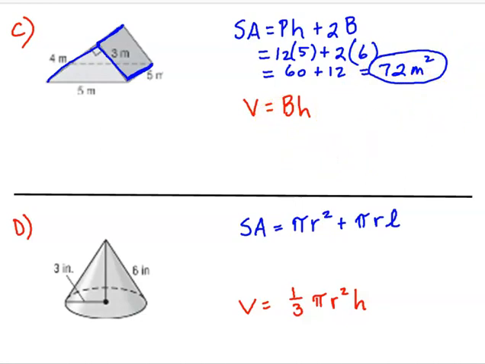And then volume is going to be the area of the base. Let me erase my lines here. All right, so we just did the area of the base. That's 6 times the height of the shape itself. That's 5. And that's going to be 30 meters cubed, cubic meters.